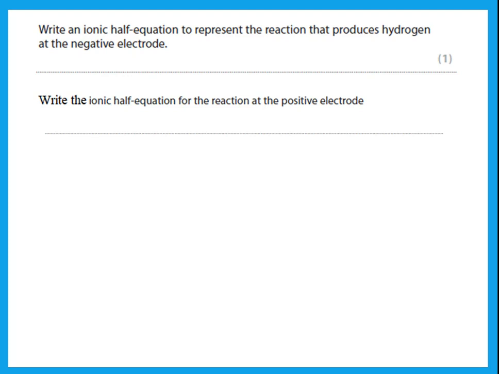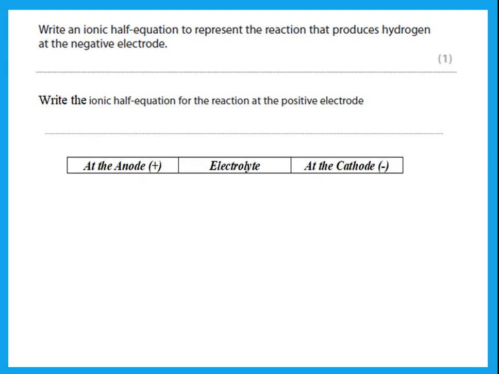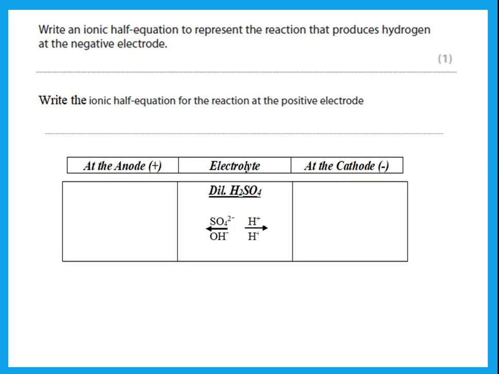Write an ionic half equation to represent the reaction that produces hydrogen at the negative electrode. Remember that if we have an acid, that means I have H+. Dilute sulfuric acid, for example, will have H+ and sulfate ions, and the H+ and hydroxide ions from the water. So which one will happen at the negative? We said at the negative, the H+, I don't have any choice actually. So the H+ will take up electrons and become hydrogen, and that is my ionic half equation.